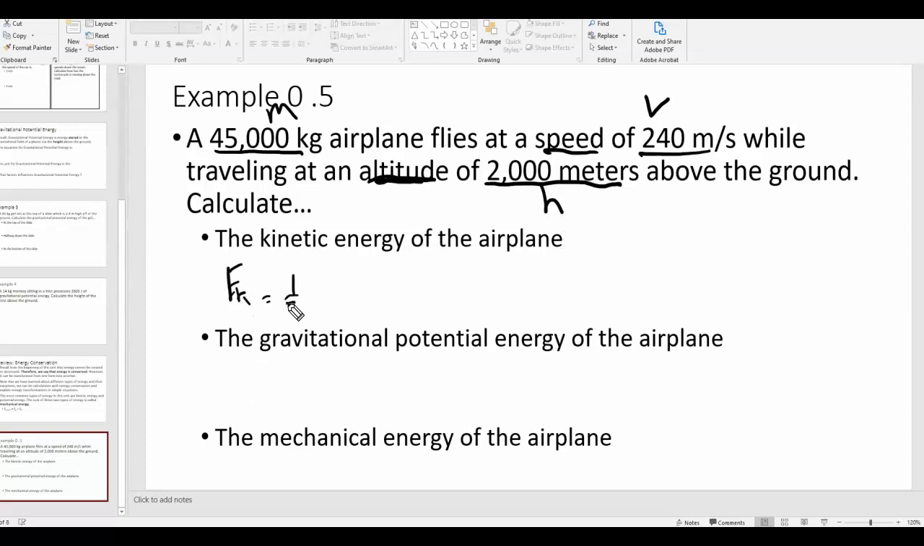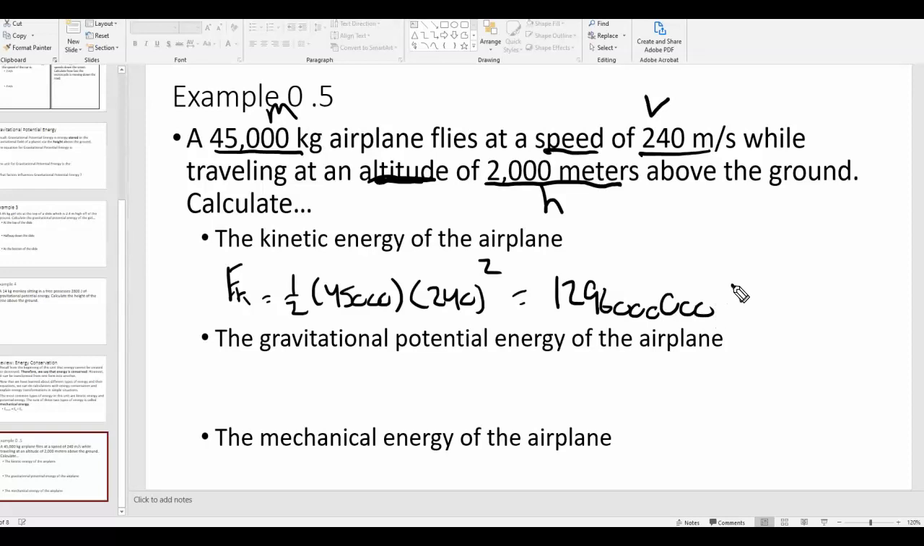Okay, and so all of these individual calculations are pretty easy. This is just 1/2 mv squared. By the way, you are going to get very big numbers when you plug this in because it's an airplane, it's pretty big, and also it's going pretty fast, so that makes sense. Okay, I get a number that looks like this: 129600000 joules. Okay, big number. Airplane's moving really fast. Gravitational potential energy.